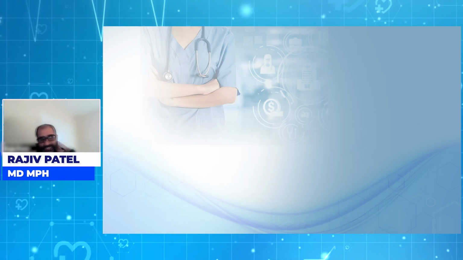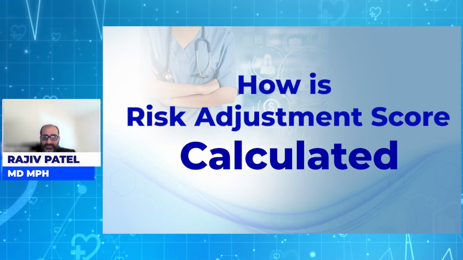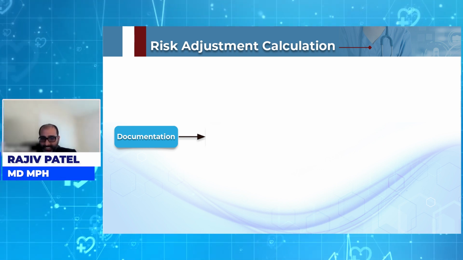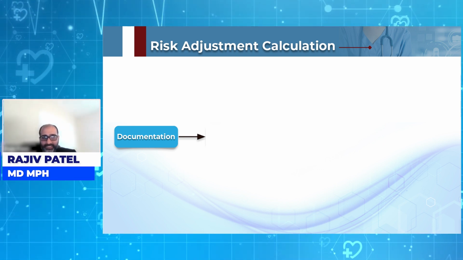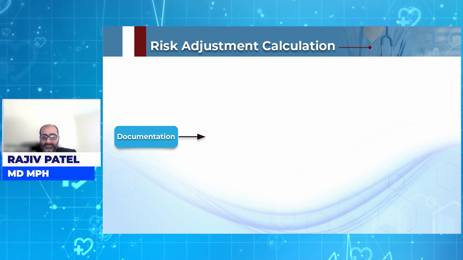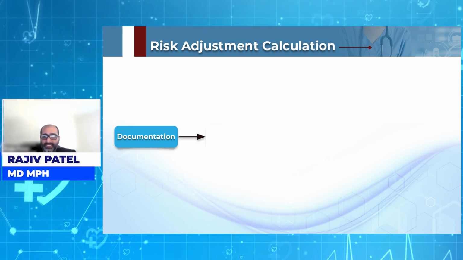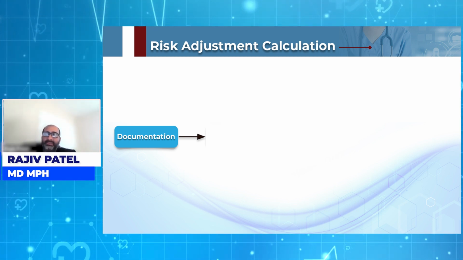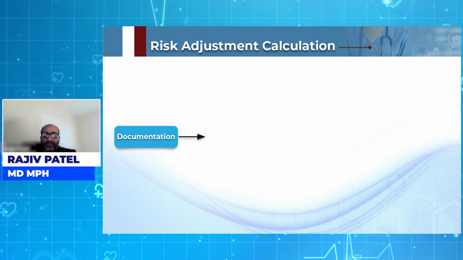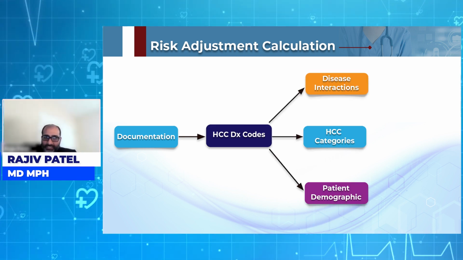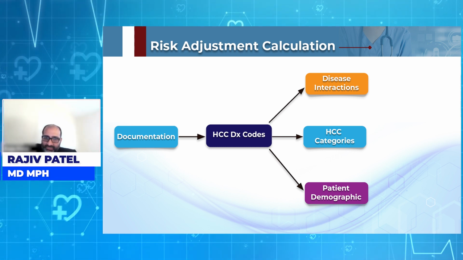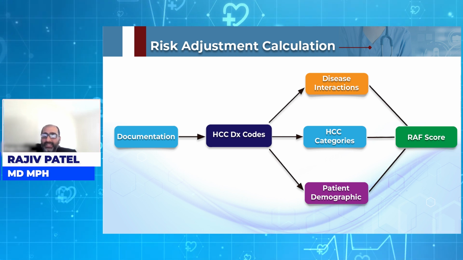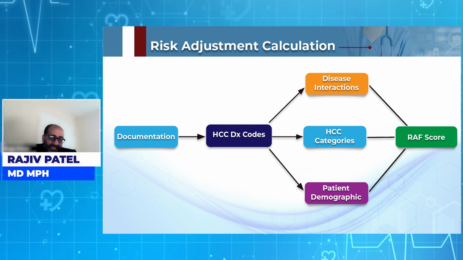Another question I get is, how is the risk adjustment score calculated? Well, there's a lot of things that go into it, but it all starts with your documentation. Your documentation is the most important part of the risk adjustment calculation. What that means is you must have meat in your documentation. You must have how you're monitoring the disease, how you're evaluating the disease, how you're assessing the disease, and how you're treating it. That will lead to an HCC diagnostic code, an ICD-10. There are some disease interactions as well, and that will give a RAF score. That RAF score will then lead to a funding amount that will be paid out for the patient.